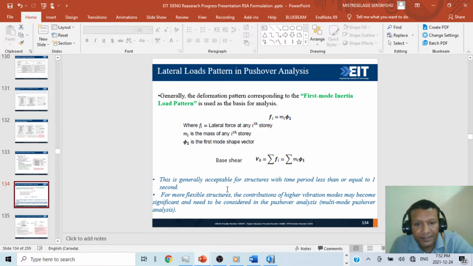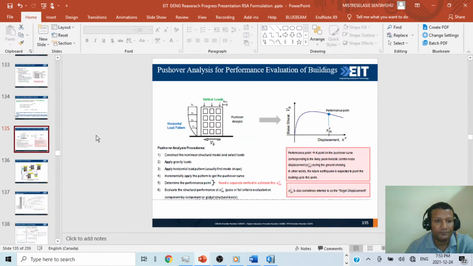This is generally acceptable for a structure with a time period less than or equal to 1 second. For a more flexible structure, the contribution of higher vibration modes may become significant and needs to be considered in the pushover analysis. As I told you, we will see this in the second part. Multi-mode pushover analysis will also be discussed. Pushover analysis for performance evaluation of a building: this is the horizontal load pattern. Just to summarize, we have vertical load here and we have horizontal. So pushover analysis will be performed here.